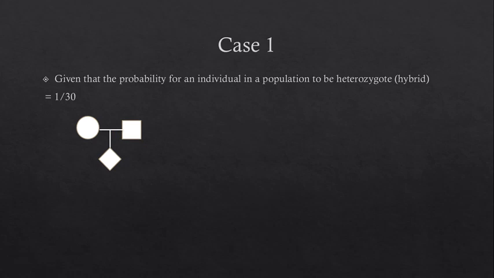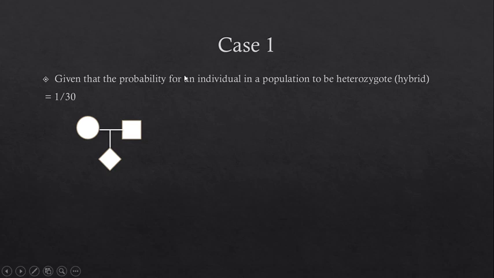First case: it's given that the probability for an individual in a population to be hybrid is 1/30. This is given for this particular disease. In other diseases, this probability will be given to you, and it might, of course, be different than 1/30. Our pedigree here shows a female married to this male, and they're expecting a child. This is the fetus, and we're supposed to calculate the risk that this fetus might carry a certain disease in a population.